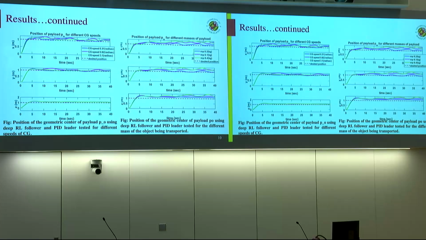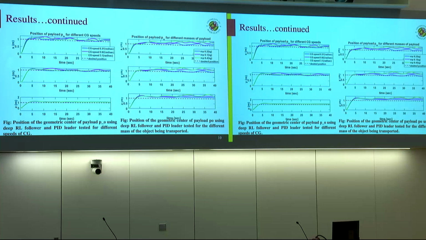And on the left here, you can see that this system was tested for different CG speeds. So this whole system was tested for a slow moving CG and a constant fixed mass. But I said, let's change the mass of the payload. So what if we add more mass on the payload? What if we drop the mass? What if we increase the speed of the CG? Will it still be stable?